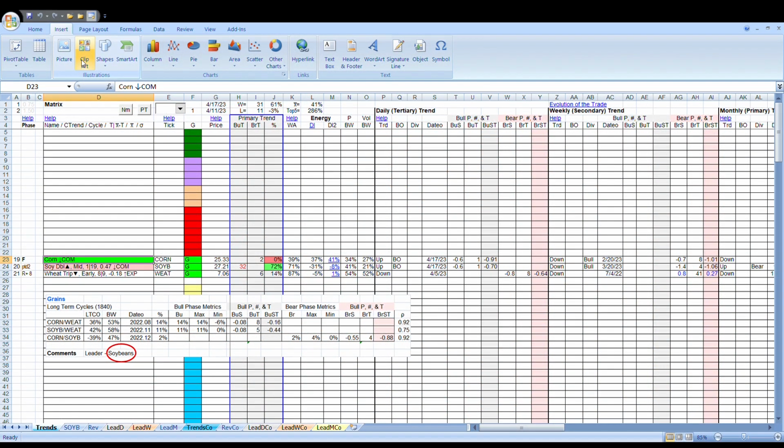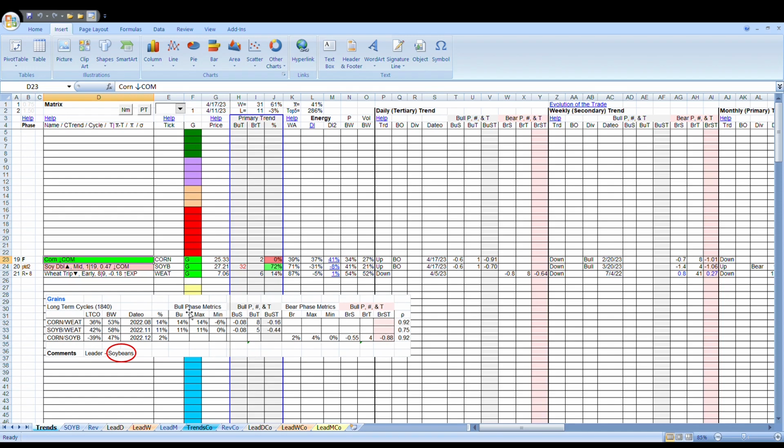Thanks for stopping by. We're going to do a short discussion on corn, soybeans, and wheat today. We'll call it the grains review. We're going to keep this one open. It's important to understand that these three markets are related to one another. You can see them down here in a graphic that we talk about.